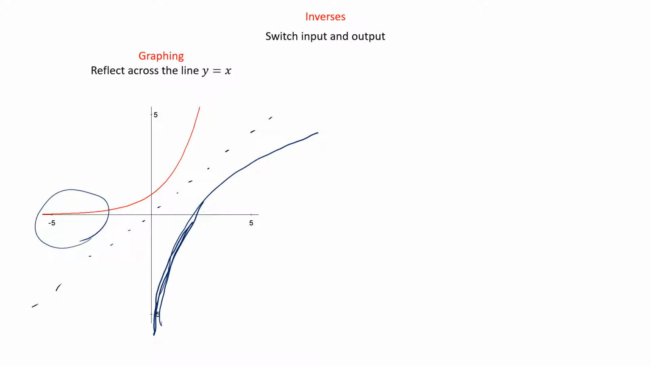Anywhere the graph would hit the y equals x line, the inverse and the graph will intersect. Because if y equals x, when you switch it, y still equals x. It's the same point.